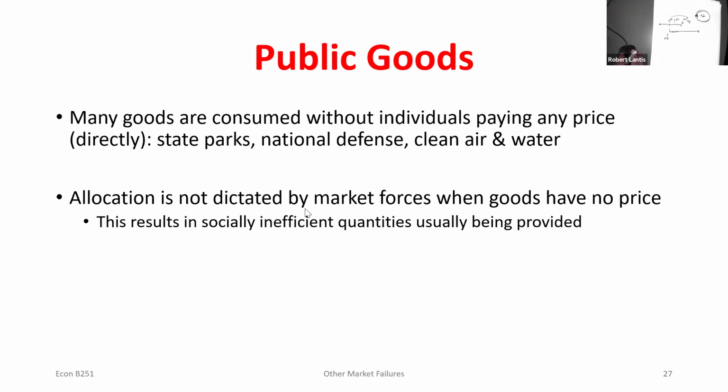So the allocation is not necessarily going to be dictated by market forces if a good doesn't have a price, right? And when we're looking at all these markets, we have quantities and prices. So for public goods, we're quite often not going to end up at the socially efficient quantities. Even if we don't have these problems of transaction costs, et cetera, with public goods, we're not going to end up at that socially efficient quantity. And we'll dive deeper into this next class.